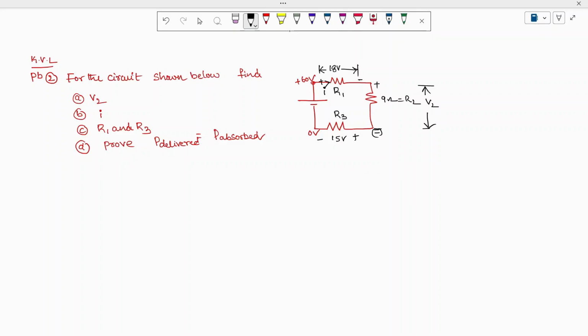So first we need to find the current and V2. Here we need to apply KVL in order to link all the voltages. The voltage across R1 is already given as 18, the voltage across R3 is given as 15, and we need to find this voltage. When the current I is flowing into this resistor, current enters at the positive terminal and leaves at the negative terminal, and the terminals are marked.